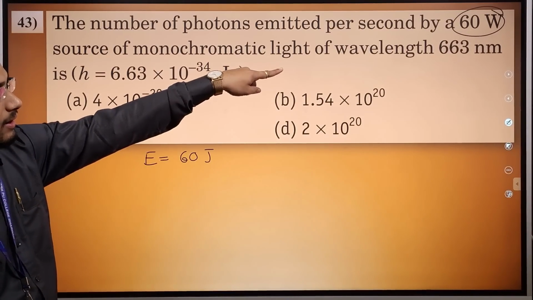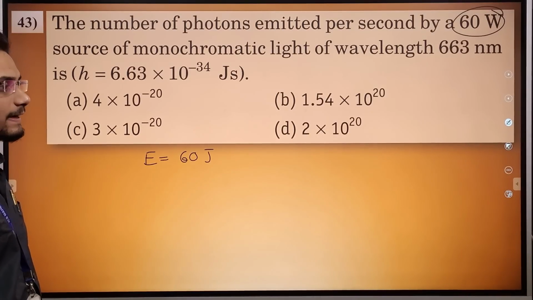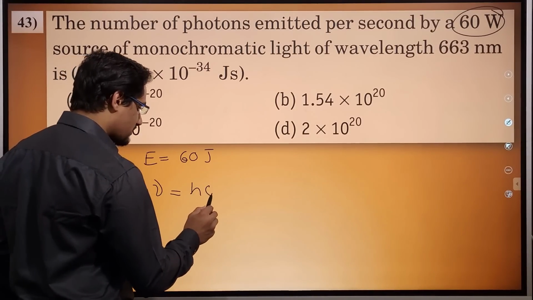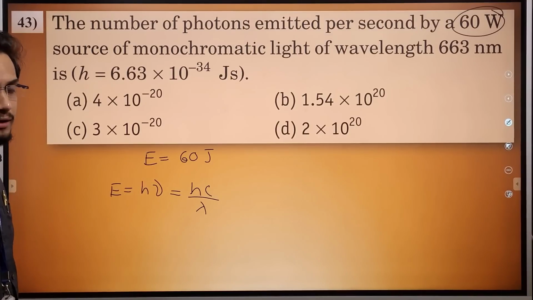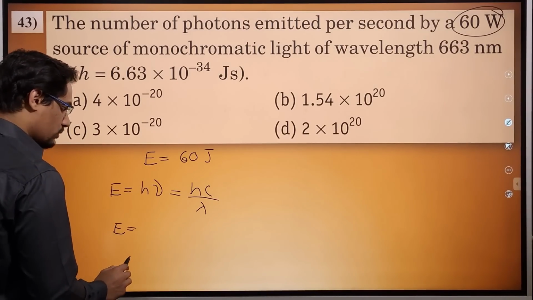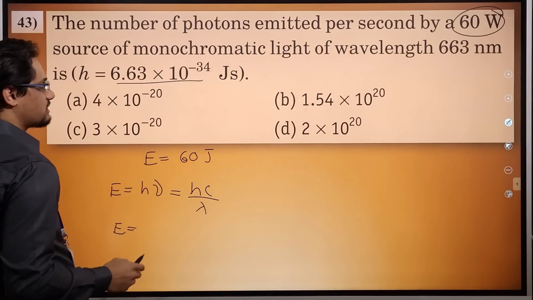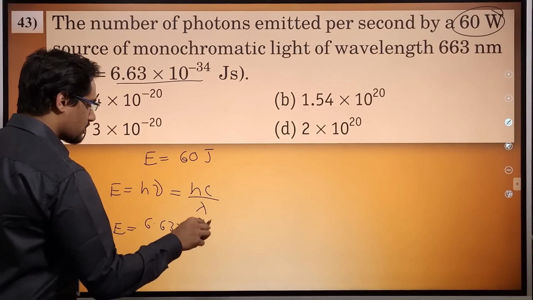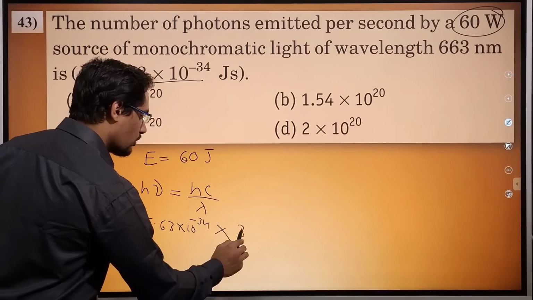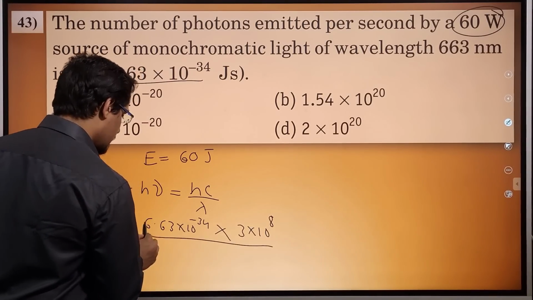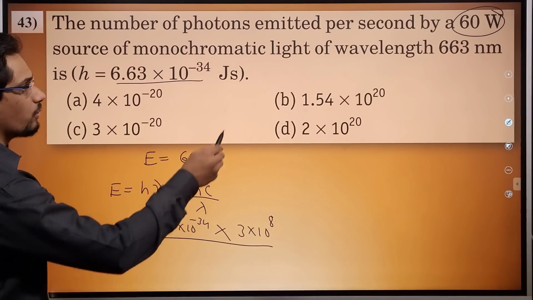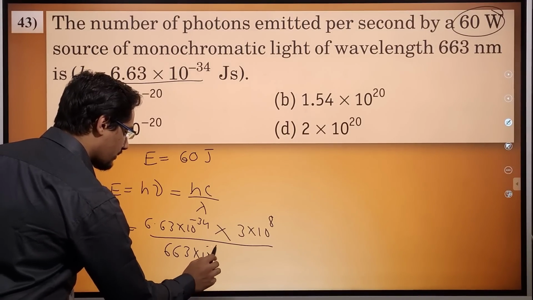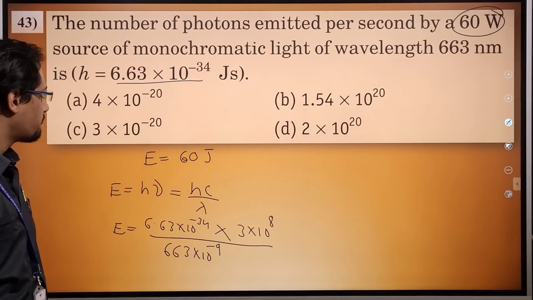And they have given the wavelength in terms of nanometer. The formula is E is equal to h nu, which is nothing but hc by lambda. This gives me the energy of one photon. So E is equal to, h stands for 6.63 into 10 to the power minus 34, into c value 3 into 10 to the power 8, divided by lambda value. They have given 663 nanometer. That means 663 into 10 to the power minus 9. I have to take it compulsorily in terms of meter.